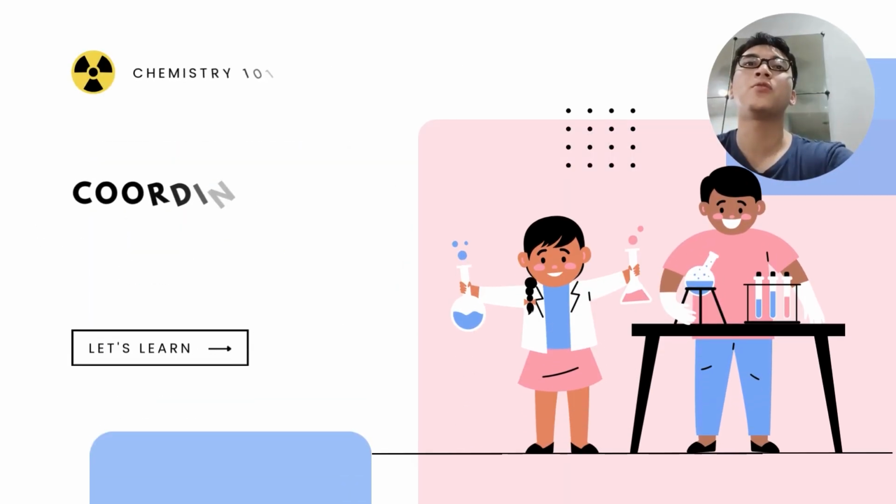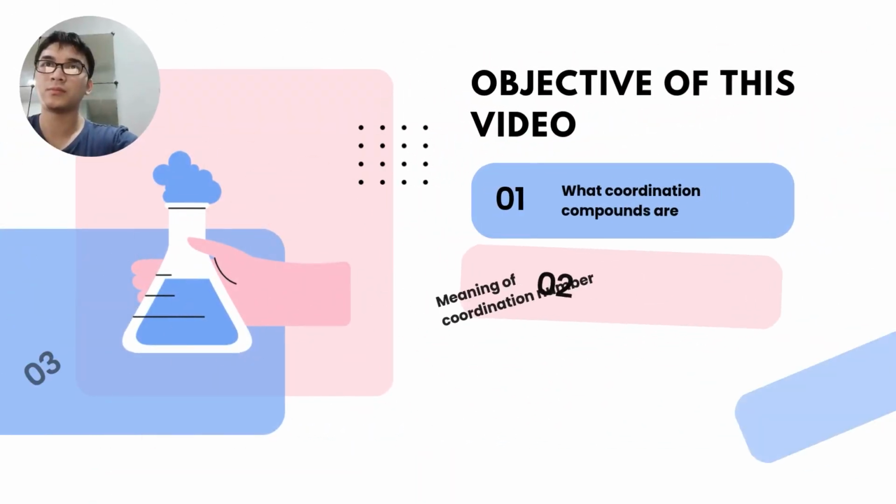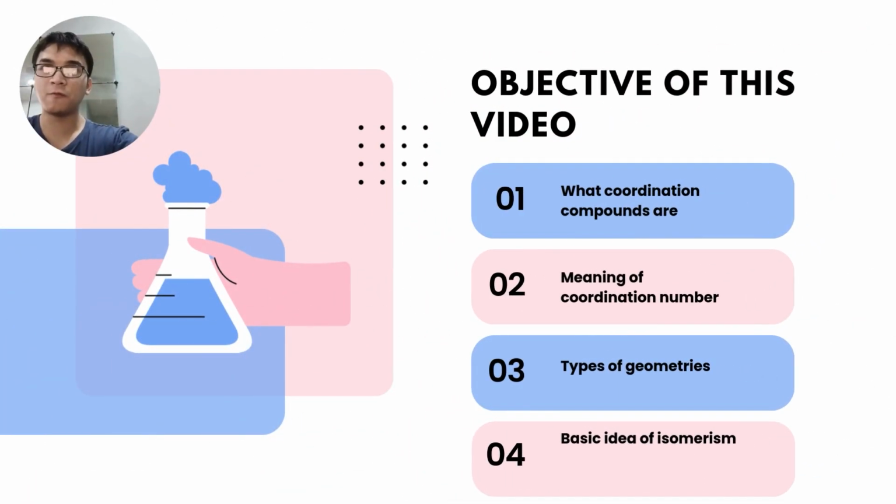In this video, we aim to introduce the basic concept of coordination chemistry. The objectives of this video are to explain what coordination compounds are, to describe the meaning of coordination number, to outline the common types of geometries found in coordination compounds, and to introduce the basic idea of isomerism in coordination compounds.